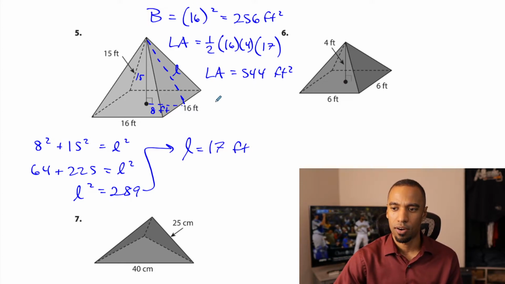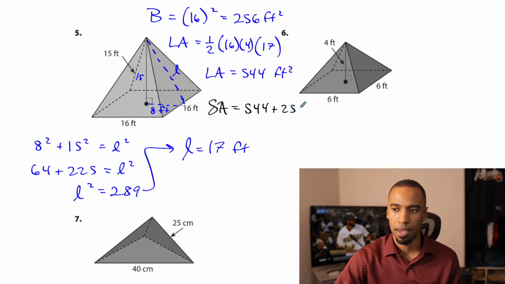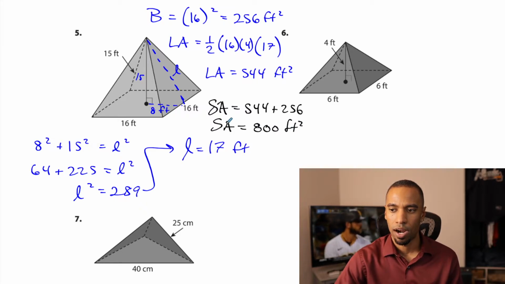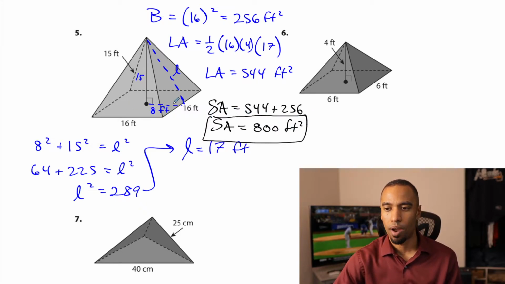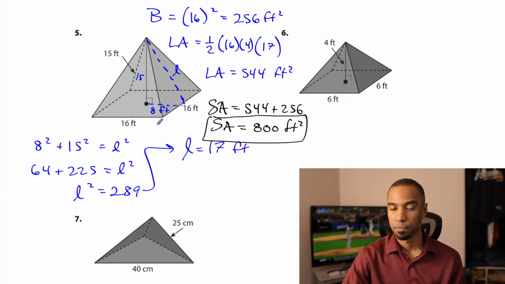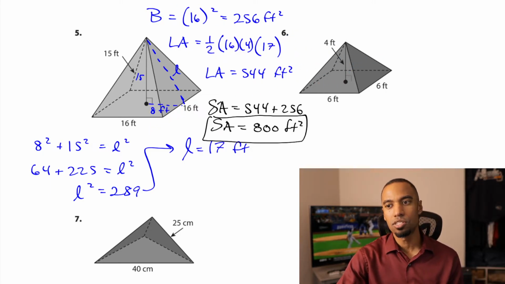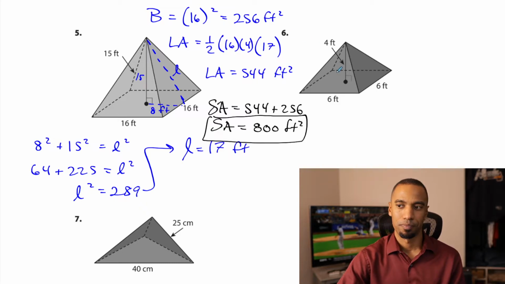So your surface area in total is going to be your lateral area plus your base area. Ooh, that looks like a clean number. I think this becomes 800 even. So 800 square feet for that square pyramid. Okay. Another square pyramid here, and it's very, very, very samey on number 6 here.